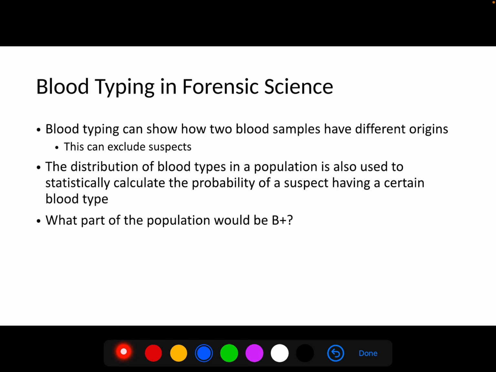The distribution of blood types in a population can be used to statistically calculate the probability of a suspect having a certain blood type. So if we only have blood type and not DNA to go on, like if it's too degraded of a sample, whenever we take that evidence into court, even though it's class evidence, we would be able to support it based off of the rareness of whatever the blood type is. And that could help support the case.